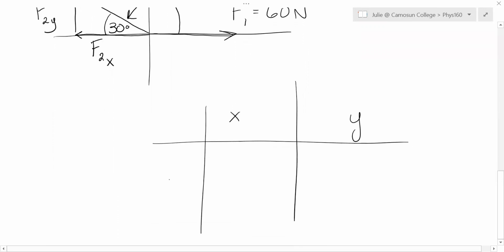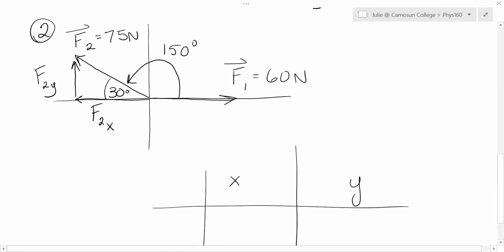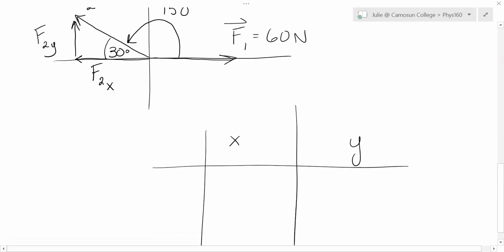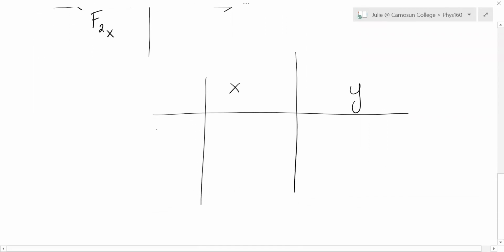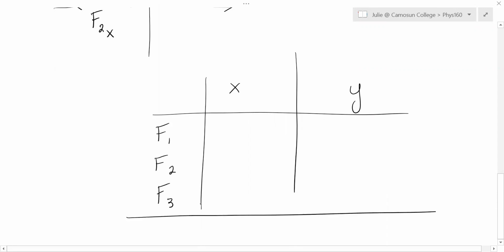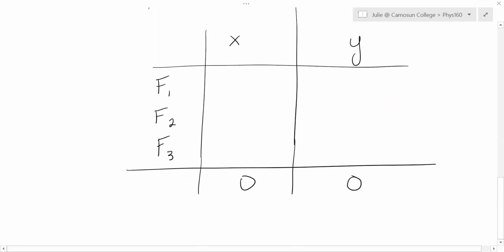Okay, so here we go. Now we're trying to find F3. Now I don't really know where F3 is. Might be in the third quadrant, might be in the fourth quadrant. It's got to be down here somewhere, but I'm not quite sure where, so I won't draw it yet. So let's do F1, F2, F3, the one we don't know. But we do know they have to add to 0 because it's in equilibrium.